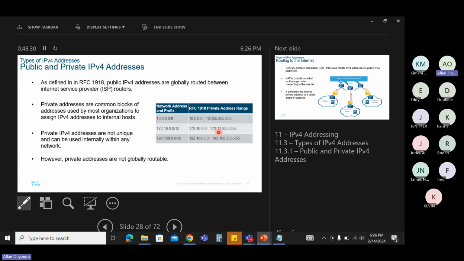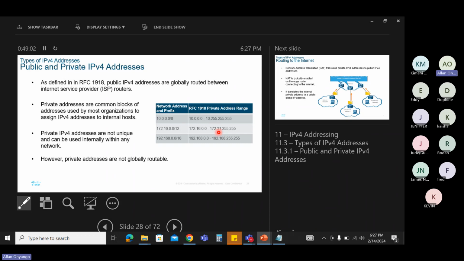Which means, like if you say 172 dot, you can even put dot 31. Yes. So you can say 172.16, 172.17, 172.18, 19, 20, 21, 22, 23, up to 31. So when you see 172 dot, the second octet can only start from 16 to 31. So that means when you see 172.15, that is not a private, that's a public, okay?